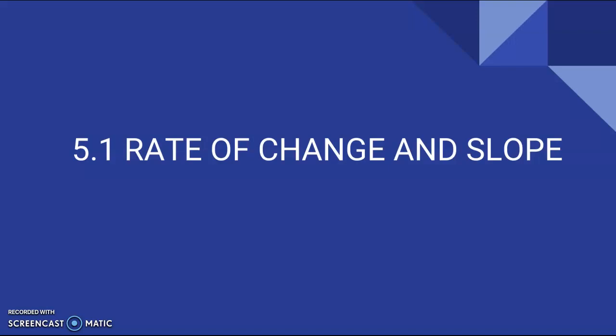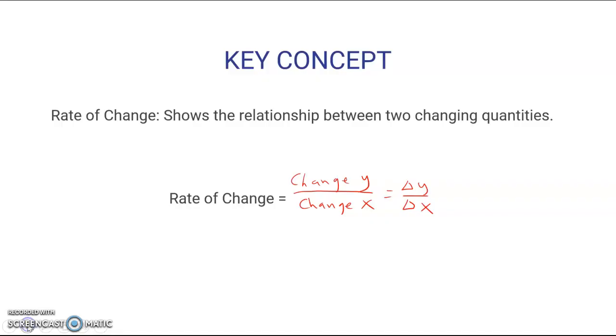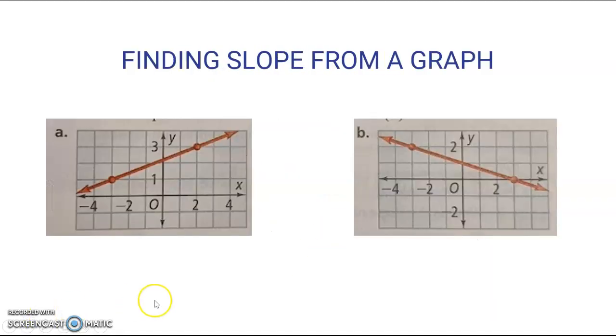Okay, welcome back. Let's jump right back into slope. We're going to use that now to find a slope from a graph. There are a couple ways you can do this. If you recall, slope is our change in y over change in x. So we can do that here.